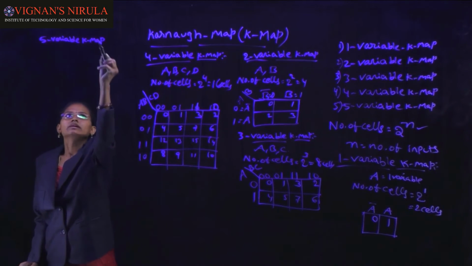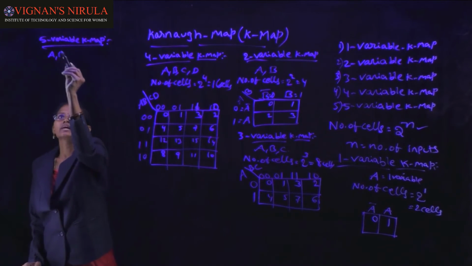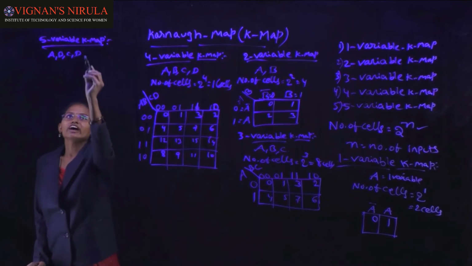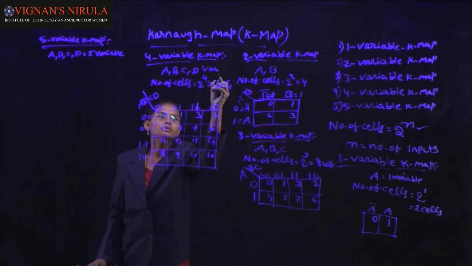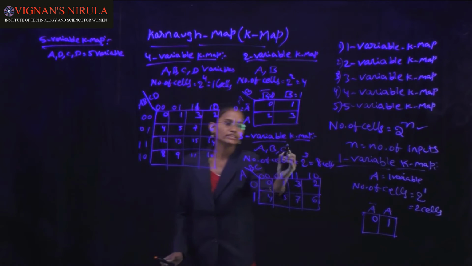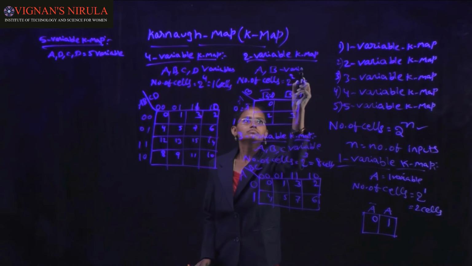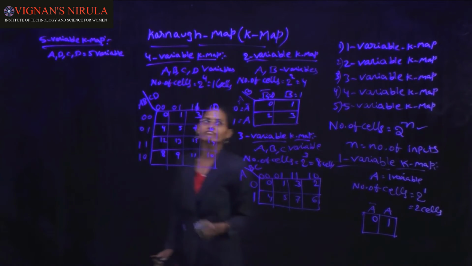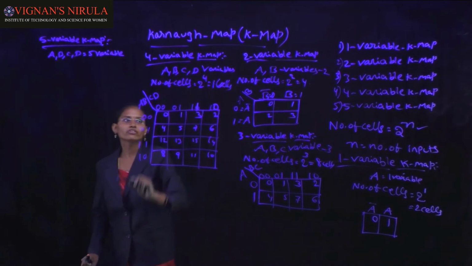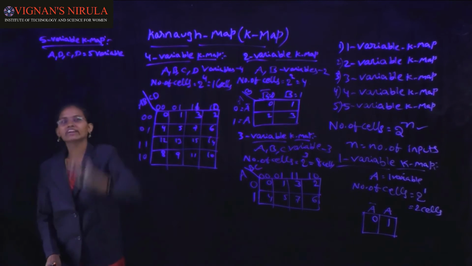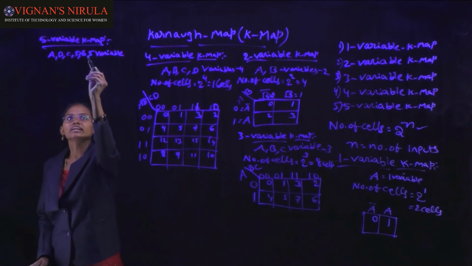5-variable K-map. Okay, next see the 5-variable K-map. Here the input variables are A, B, C, D. Okay, 5 variables. These are the 4 variables, and these are the 3 variables. In these 2 variables, and this is the 1 variable. Variables are 3 and variables are 2. In these 4 variables and these 5 variables. Okay, here we are considering A, B, C, D and also E.